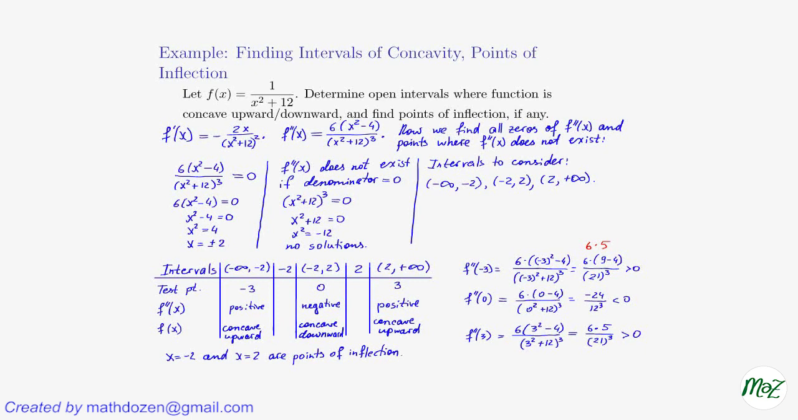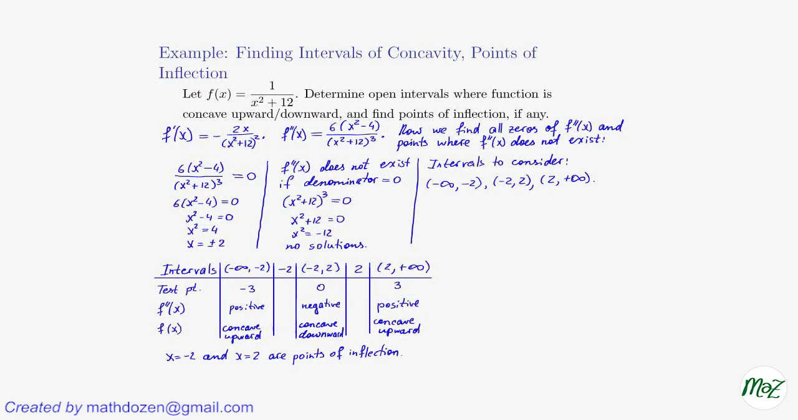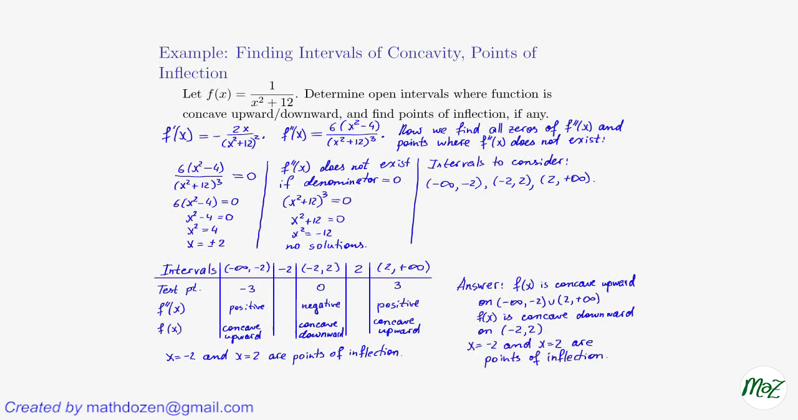So we're now ready to write the answer. First of all, the function is concave upward on the intervals negative infinity to negative 2, together with the interval 2 to positive infinity. Then the function is concave downward on the interval from negative 2 to 2. And both x equals negative 2 and x equals positive 2 are points of inflection.